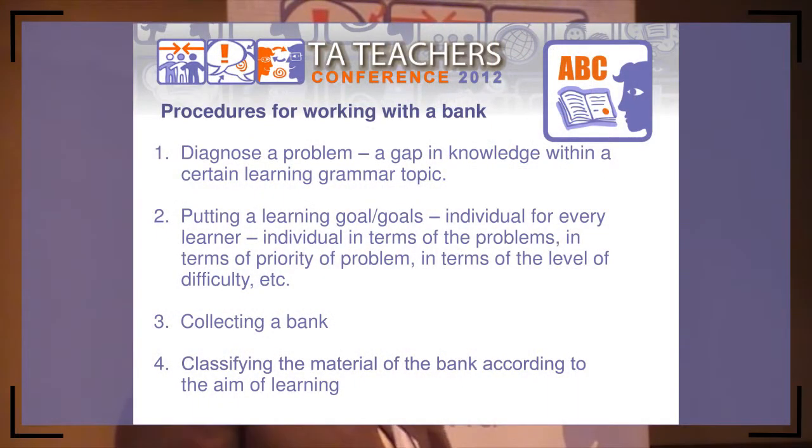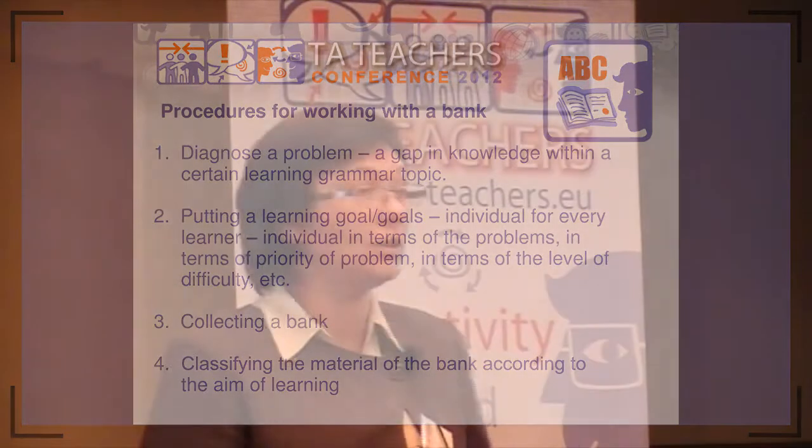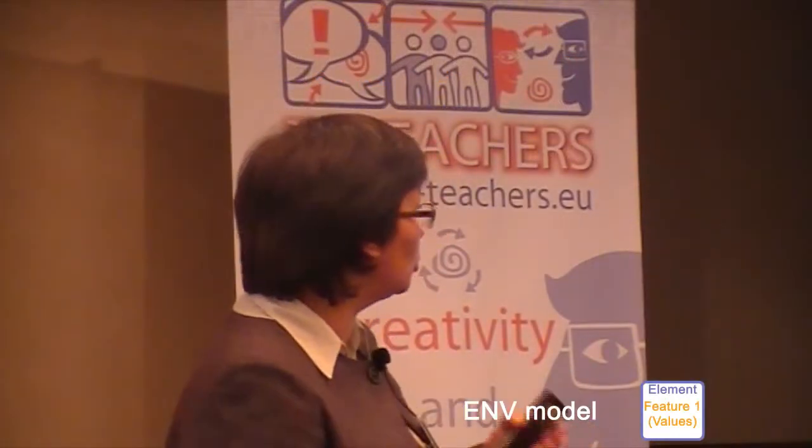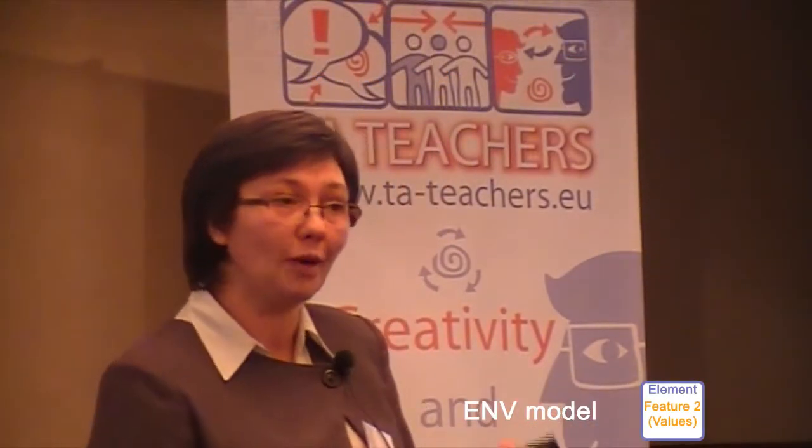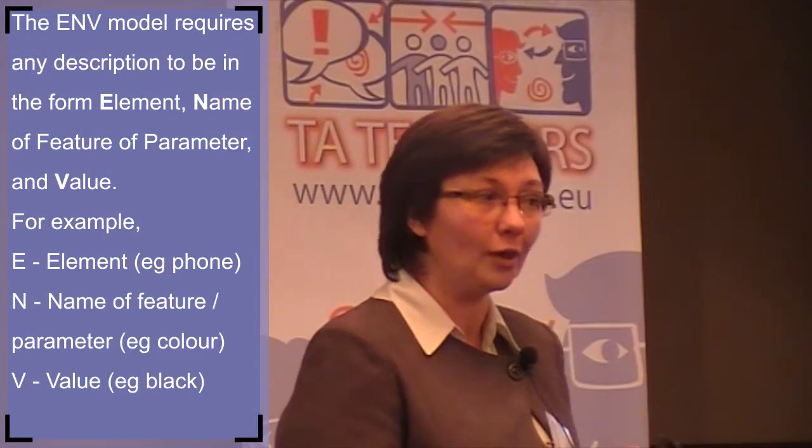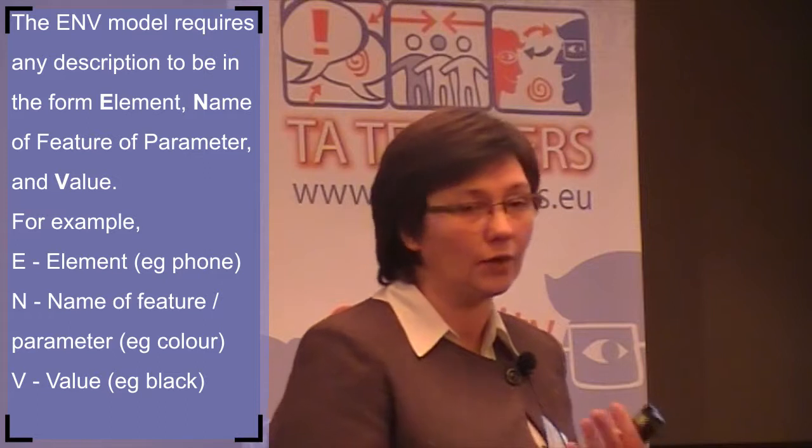Now we start working with this database. And the first thing we do, we classify. We make different classifications. And the classification is based on the ENV model, which Alexander mentioned, that is element, name of feature, and value of feature. That is a good instrument or a good tool which helps to make classification more efficient and more successful and quicker, and classifications get better.